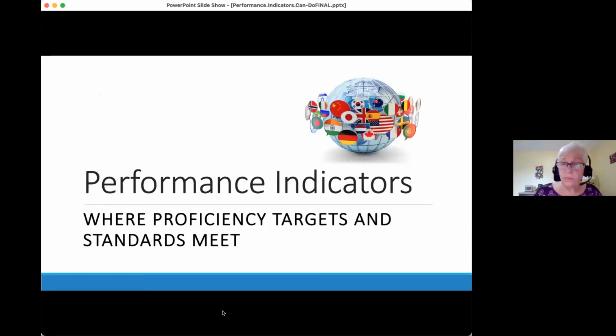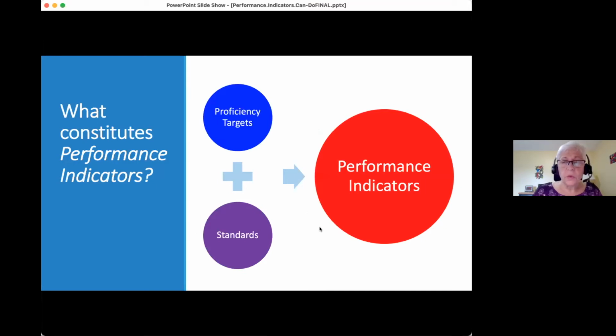So now that we've recalled proficiency and the relationship between proficiency and performance, we'll introduce you to the performance indicators. So what constitutes performance indicators? Well, you can see in this graphic that it's our proficiency targets. Remember, these are each of the proficiency targets associated with our 3 checkpoints, and our standards, our New York State World Language Standards. And when those come together, they form what we refer to as proficiency or performance indicators. So we're going to be taking a closer look at those.